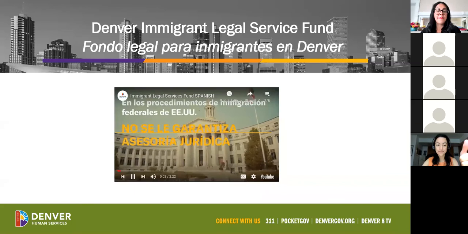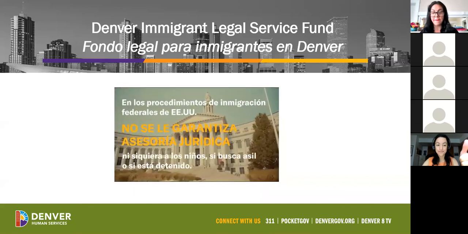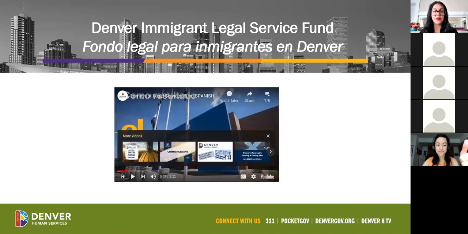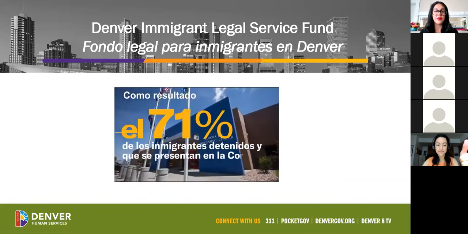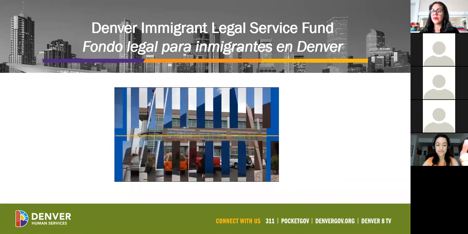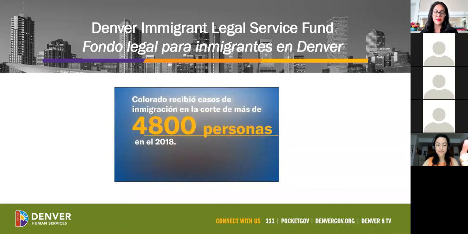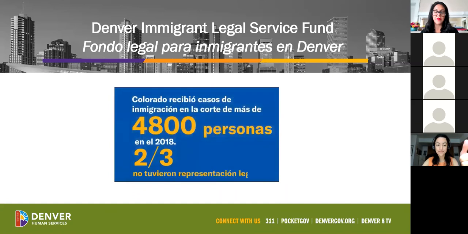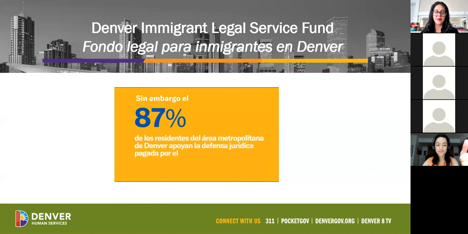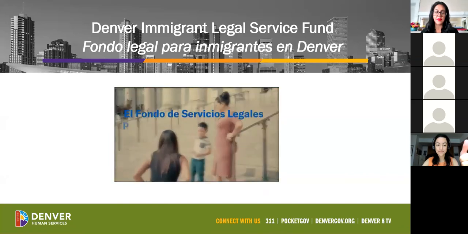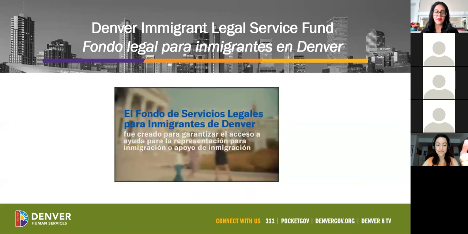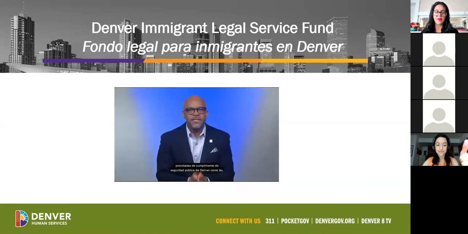In U.S. federal immigration proceedings, you are not guaranteed legal counsel, even if you are a child seeking asylum or detained. As a result, 71% of immigrants in detention and appearing at the Aurora Immigration Court go unrepresented. Colorado received immigration court cases for more than 4,800 people in 2018. Two-thirds lacked legal representation. Yet 87% of Metro Denver residents support government-funded legal defense for all, regardless of legal status. The Denver Immigrant Legal Services Fund was created to ensure access to immigration representation or affirmative immigration relief for Denver residents. In August 2017, I signed the Denver Public Safety Enforcement Priorities Act into law, memorializing existing city policies and practices, in addition to establishing new policies that we hope will reduce fear within the immigrant community and clarify for everyone that Denver will not engage in immigration enforcement.